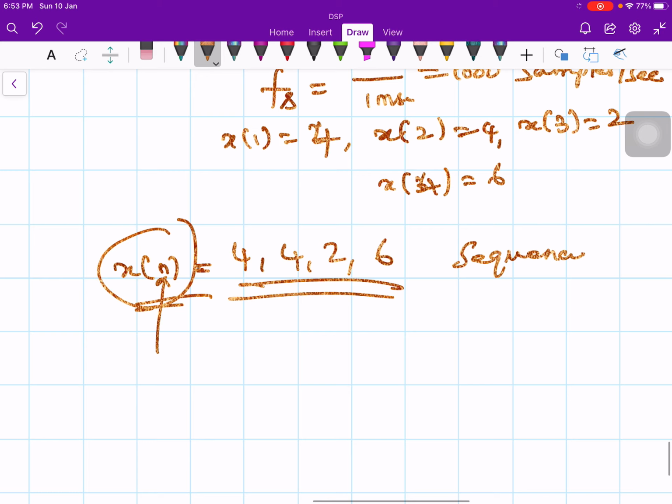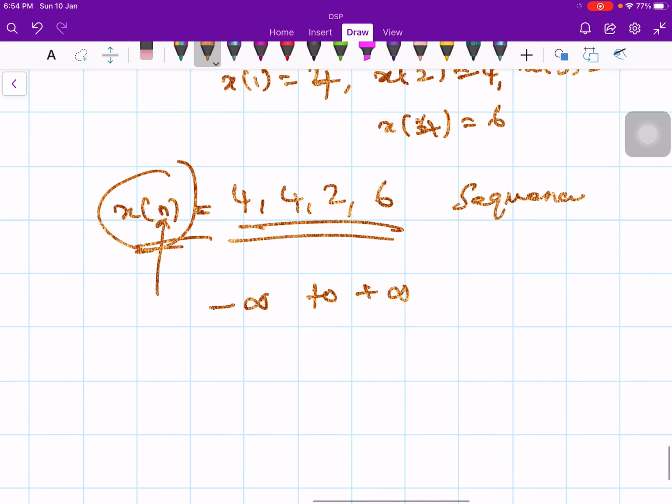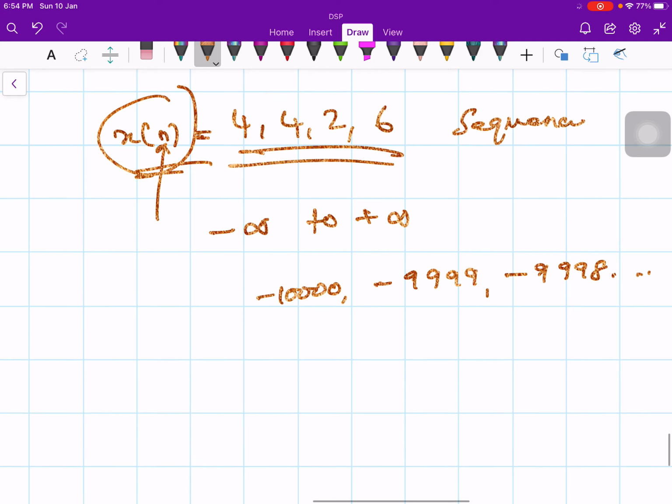Where this n takes values theoretically from minus infinity to plus infinity, but in intervals of 1. That means, let's say you start from minus 10,000. The next point will be minus 9,999, and then minus 9,998, and so on and so forth. Or to show that it is a sequence, we sometimes write the symbol x of n with curly brackets like this.